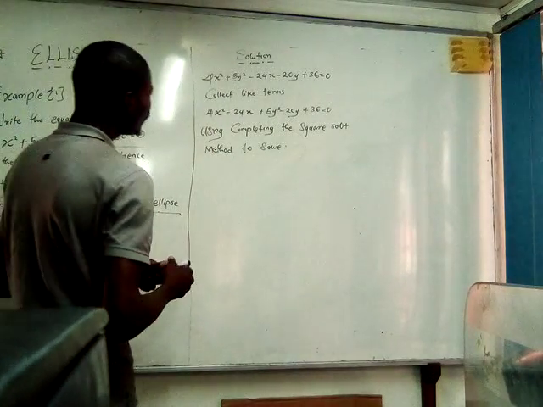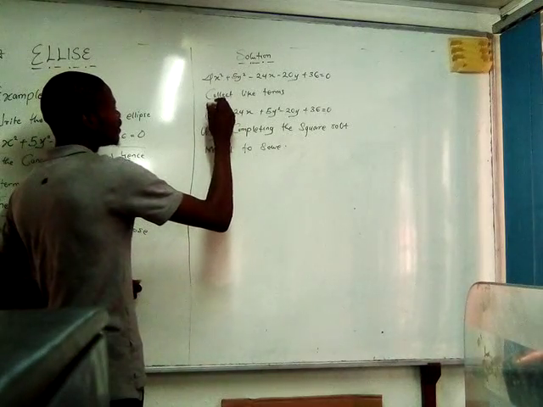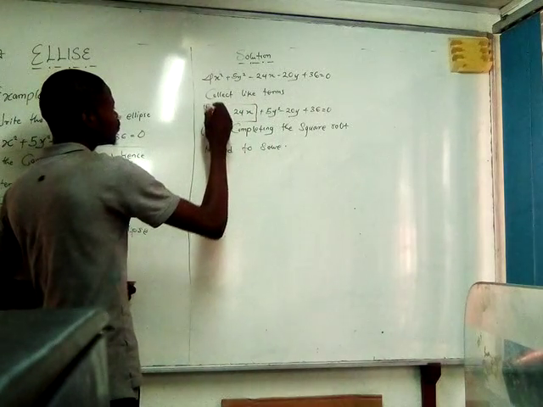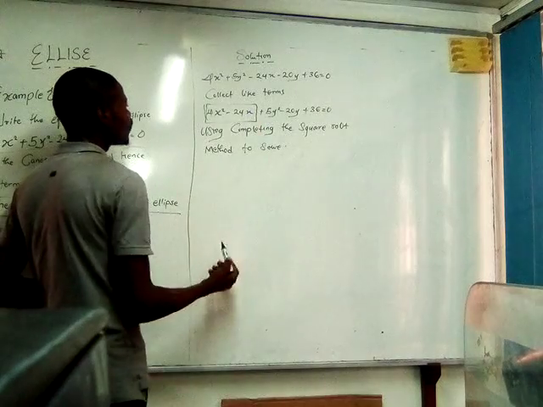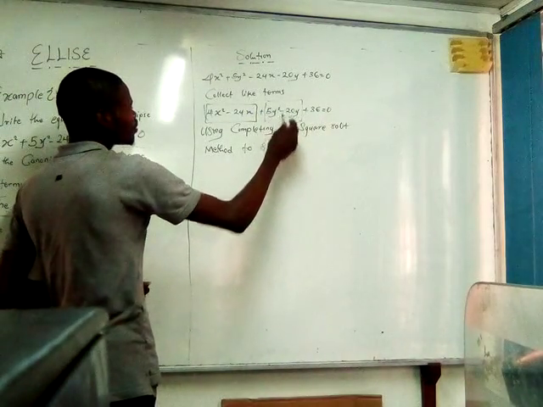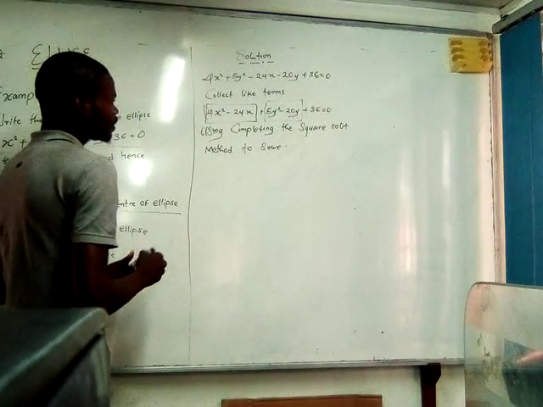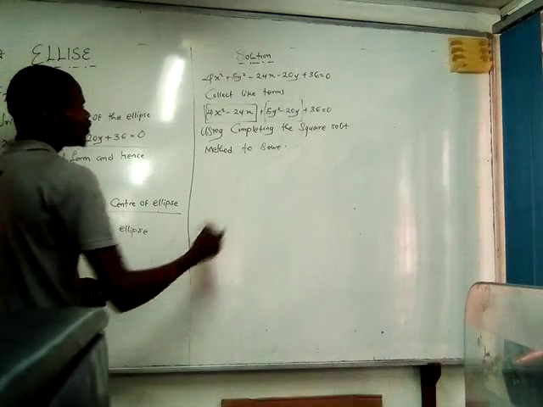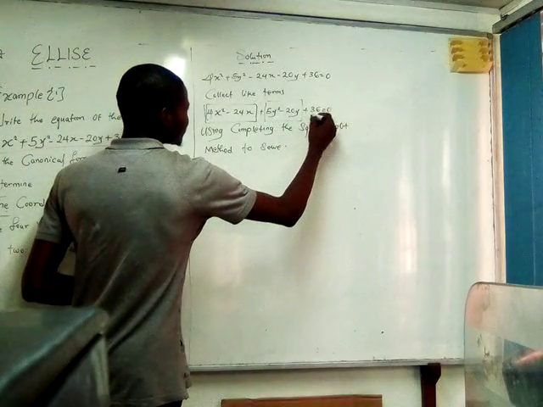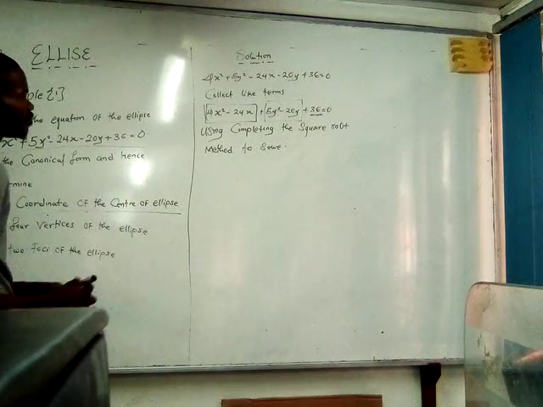Always take note. Completing the square method is affecting the coefficient of x, which is 4 and 24. Then the coefficient of y, which is y squared, which is 5 and 20. Completing the square method is not affecting this 36 in ellipse.